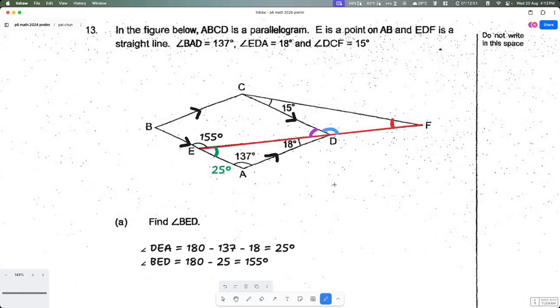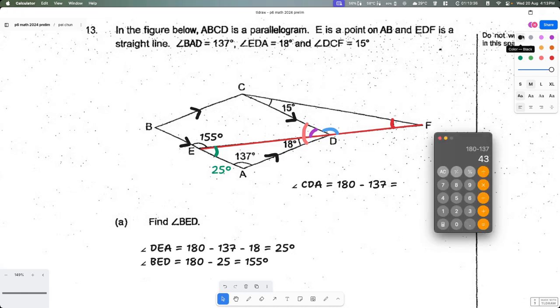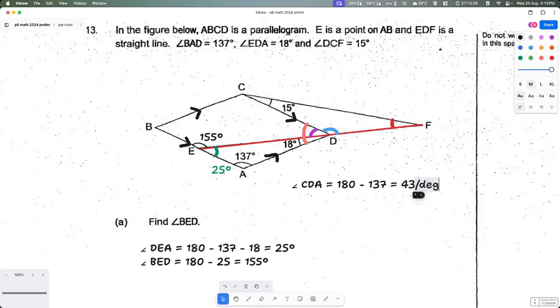So how do you think we can get the purple angle? All right. So over here, since this is a parallelogram, we can do 180 minus 137 to get this total angle. What color should I use? Light orange. So let's get this big angle over here. Okay, this big angle is CDA. So angle CDA basically is equal to 180 minus 137. 180 minus 137 is equal to 43 degrees. Okay, so this pink angle is 43 degrees.